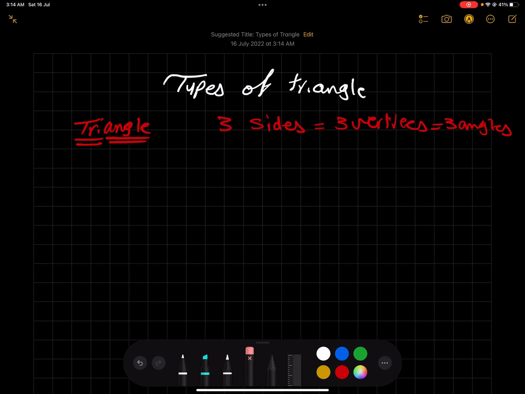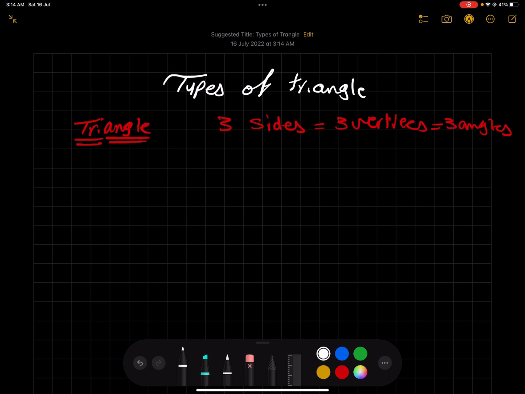Today, inshallah, we are going to learn much more about the triangle. The word triangle can be divided into two parts. The first part, tri, means three, and angle, which means that we get three angles here. The triangle is the smallest polygon, which consists of three sides, three vertices, three angles.